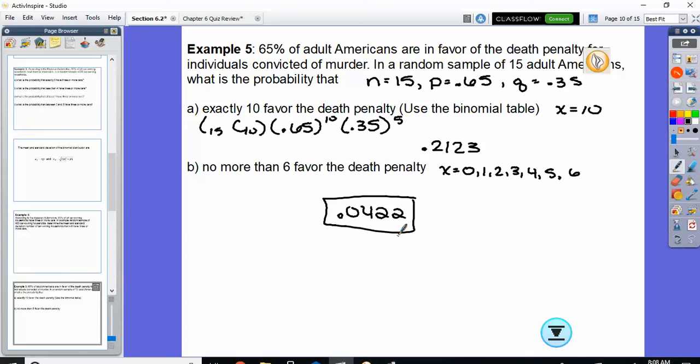Where'd you find that 0.0422? We are on the cumulative table.